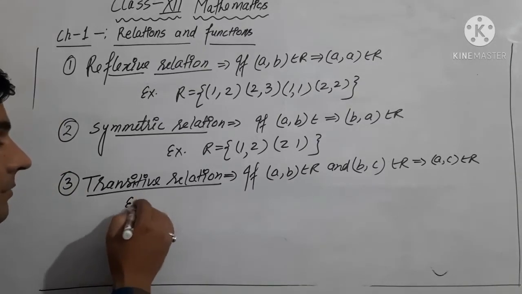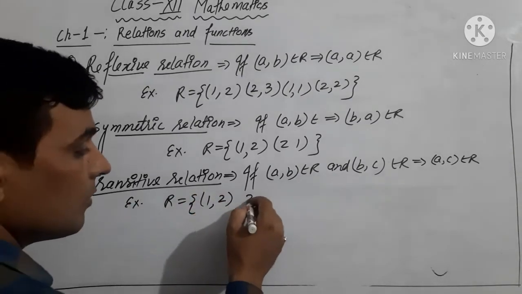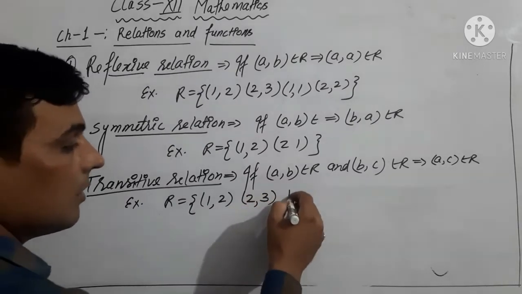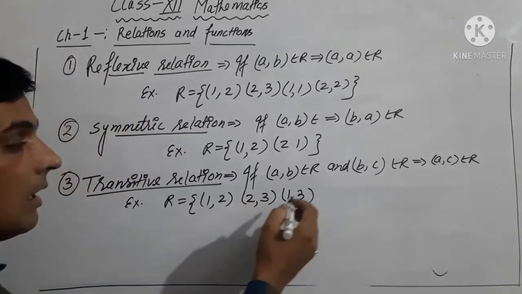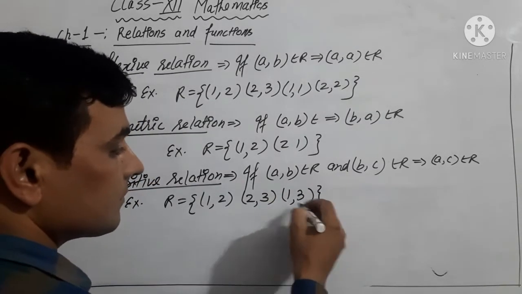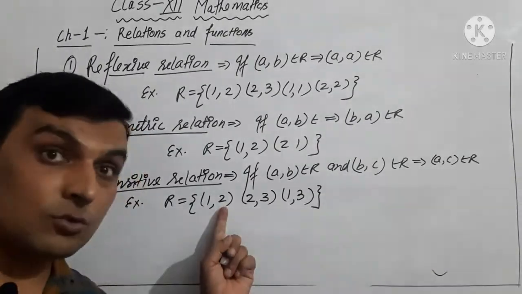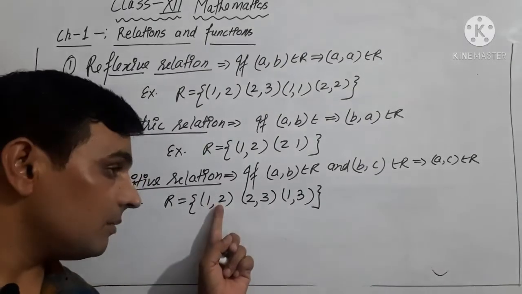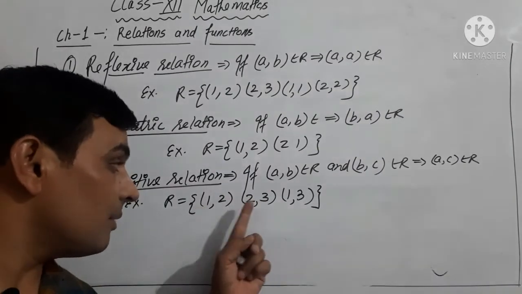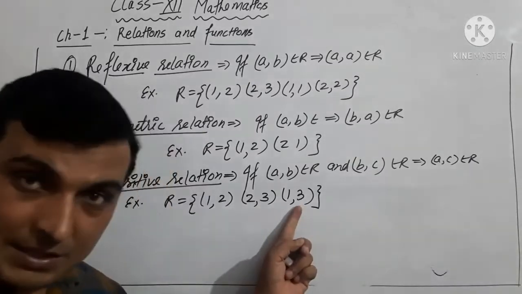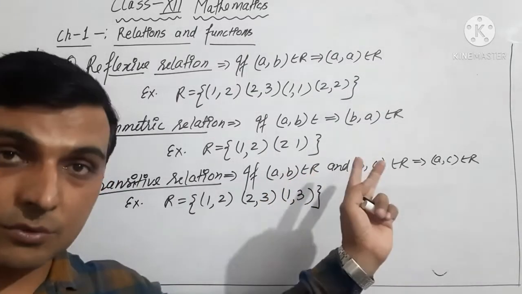Now we are taking an example. Suppose there is a relation (1, 2), (2, 3), (1, 3). A comma B belongs to R, B is 2. I am taking B as 2. A comma B belongs to R and B comma C belongs to R. This should imply that 1 comma 3 should also belong to R, which is present in the relation. Okay? For these ordered pairs, the condition is true.